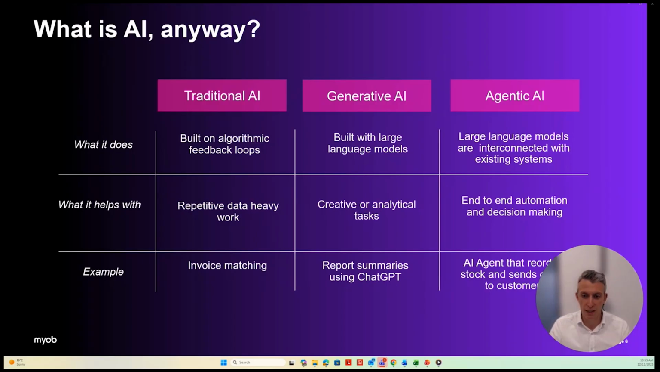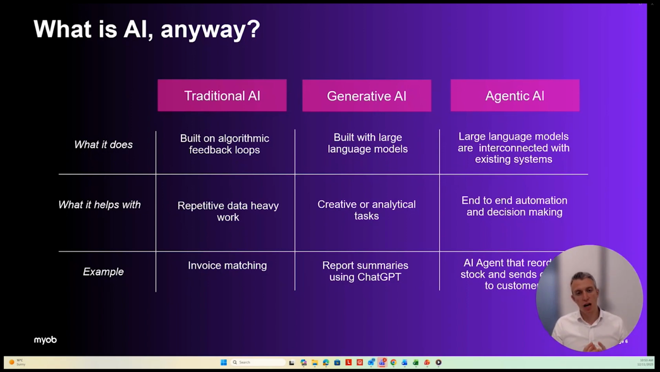Well, let's break it down into three main areas. There's traditional AI, sometimes called machine learning. There's generative AI, which is some of the newer stuff that ChatGPT in particular has been utilizing. And then agentic AI, which essentially is a build on top of generative AI. So let me walk through them one by one.